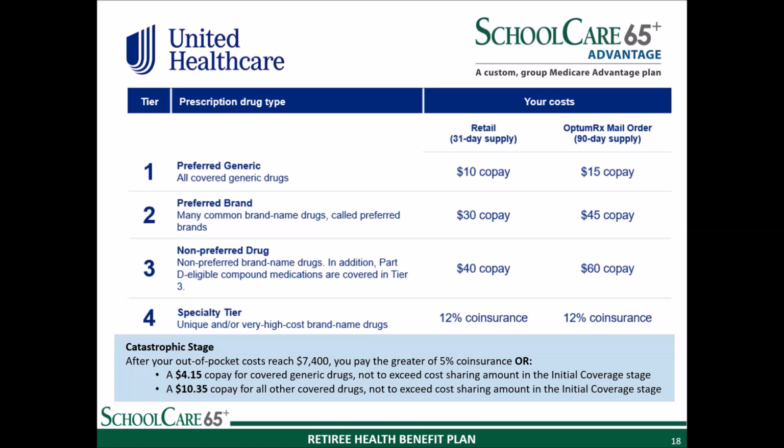These costs reflect the amount you would pay during the initial coverage stage as well as the coverage gap stage. When and if you reach the catastrophic coverage stage, as previously explained, you would pay the greater of 5% coinsurance for your specialty drugs, or $4.15 for Tier 1 generic drugs, and $10.35 for preferred and non-preferred drugs, not to exceed your cost in the initial stage.